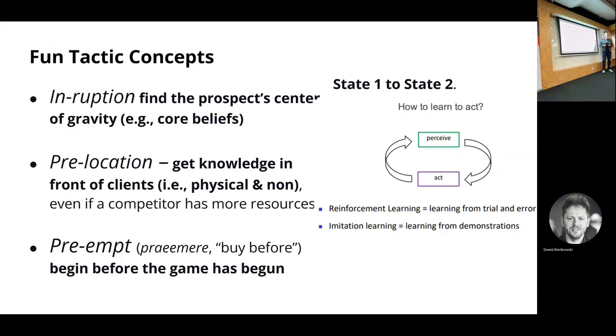Pre-location. So getting knowledge in front of your clients, even when your competition has 20x more funding than you do, or has two times more people than you do. How do you get your knowledge in front of your clients, both in the physical world, but also in the virtual or the remote world? And preemption. How do you begin before the game has begun?